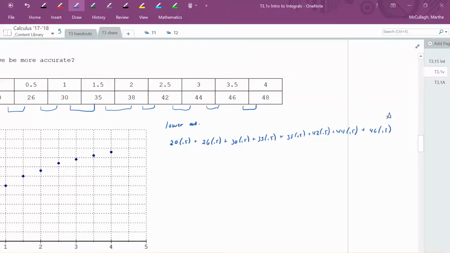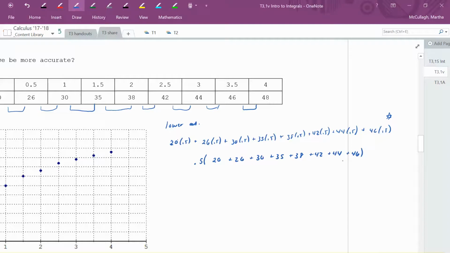Okay, so I'm going to put a little star here. Sometimes when people get going here, they just want to put all of those numbers on there. We want to remember that we're just looking at the interval, and on this interval, the lower number is 46, so we're stopping there. To make this a little bit easier to calculate, we could factor out that 0.5, and then I just have the 20 plus the 26 plus the 30 plus 35 plus 38 plus 42 plus 44 plus 46. So this is still my lower estimate.